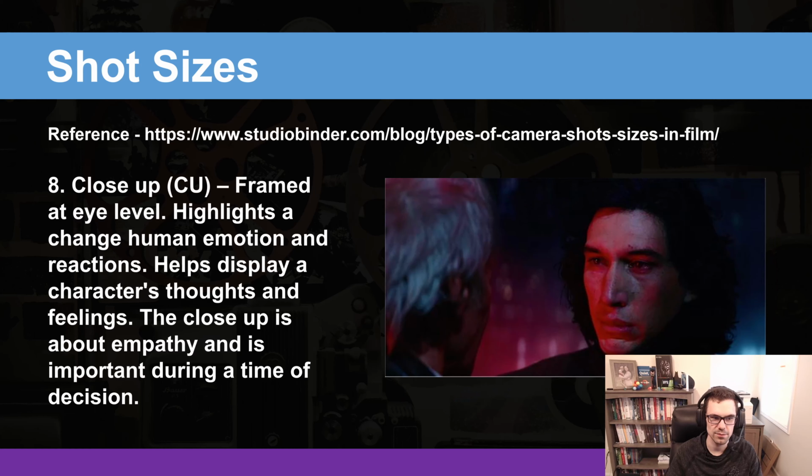Number 8, a close-up, framed at eye level, highlights a change in human emotion or reactions. It helps display a character's thoughts and feelings. The close-up is about empathy and is important during times of decision. And so here we have Kylo Ren interacting with Han Solo, and they're really close because he's preying on those emotions of Han's, and then of course he kills him.